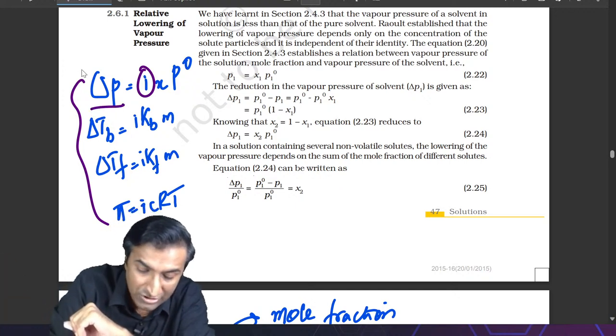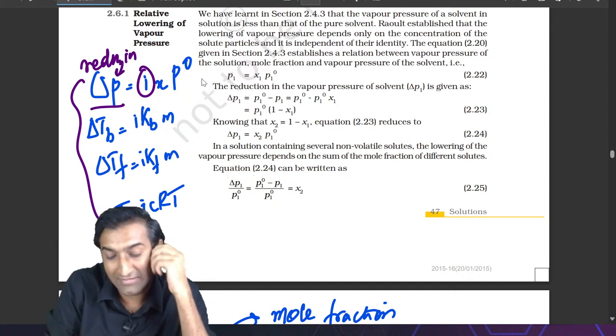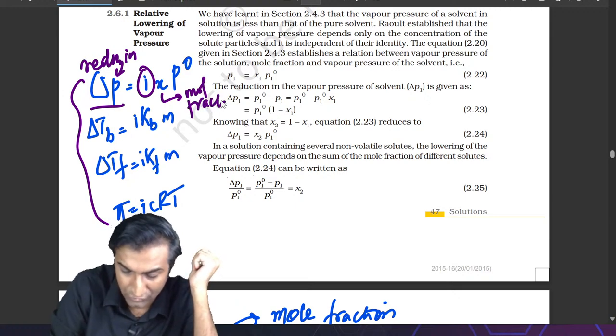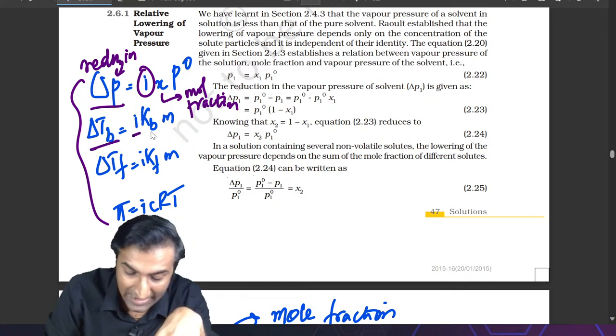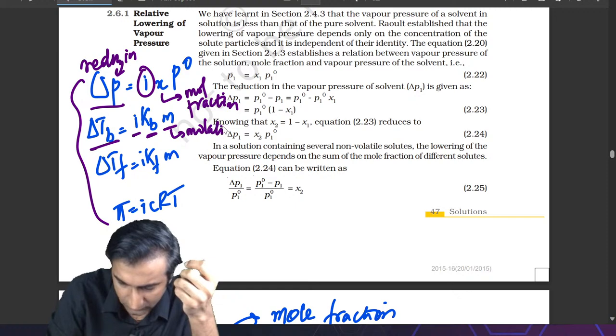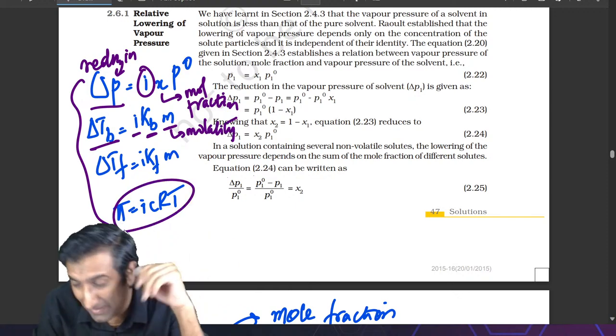But dekho, reduction in vapor pressure is i times X times P naught. X is what? Mole fraction. Ye sab aap padh chuke hain, fir main quickly likh raha hu yahan pe. I'll do a proper version, don't worry. Delta Tb is i times Kb times m. m is molality. Formula aap jante hain, we'll do this anyway. Lastly, pi equal to iCRT. What is this pi wala business?